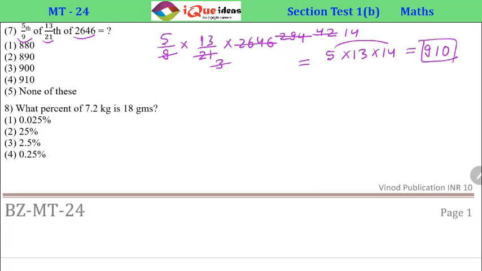So basically it was a simple calculation based problem, right? In any case you have to do it on your own. Okay, so 910 is the answer.